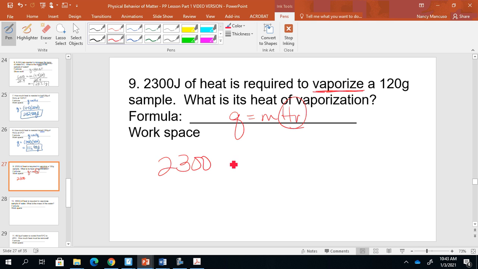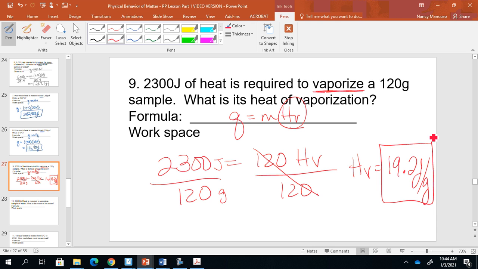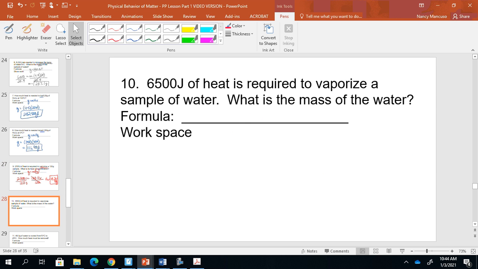So my Q is 2,300 equals 120 grams times HV. All right, divide this side by 120, divide this side by 120. 120 cancels off. HV is equal to, all right, 2300 divided by 120 equals 19.2. And then again, this was in joules, this was grams, so joules per gram. There is my answer to the 10th place. There's my unit.